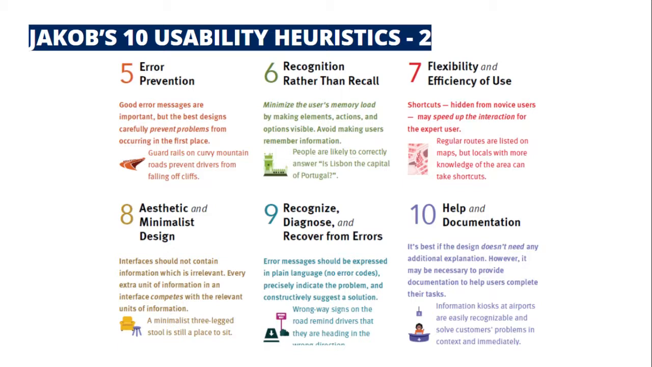Recognition rather than recall. That's probably the hardest one, and I will tell you that people have a challenge with it. So recognition is about showing on screen. Recall is when it's hidden and you have to remember where things are. So recognition will be to show you on screen. Here's an example. You actually want to favor recognition versus recall. So you want to minimize the user's memory load by making elements, actions, and options visible and on screen. Avoid making users have to remember information.